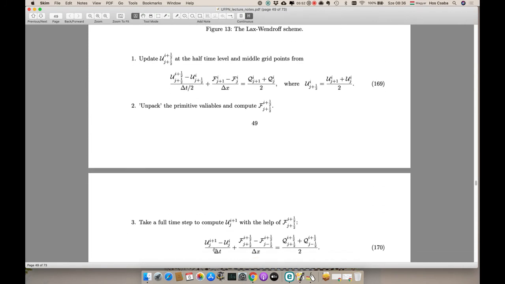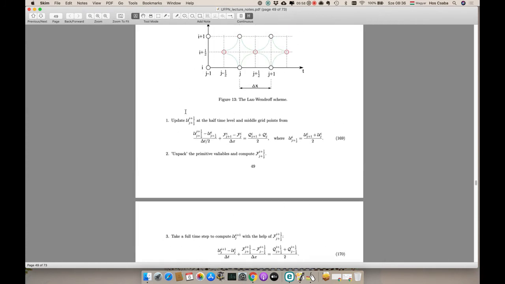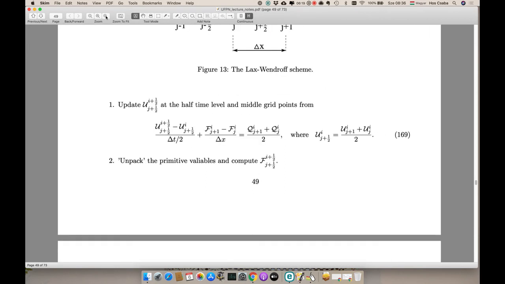That is essentially, as I said, I will try to decrease so that we also see the figure. This is the centered time here, and this is the centered space here, and again I take the average of the source terms. So this is what the Lax-Wendroff technique is about.